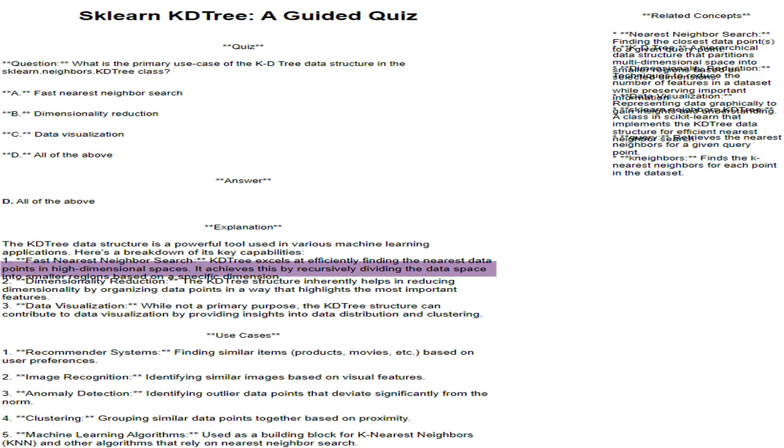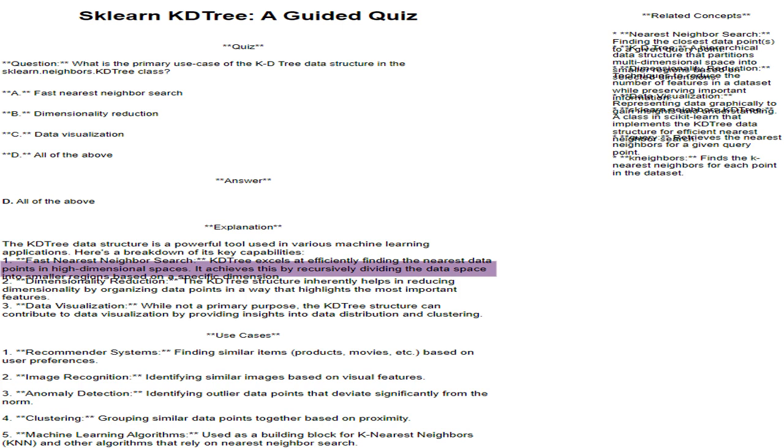Recommender systems: finding similar items based on user preferences, e.g., recommending movies similar to those a user has watched. Image recognition: identifying visually similar images based on extracted features. Anomaly detection: identifying outlier data points that deviate significantly from the norm, e.g., detecting fraudulent transactions in financial data.